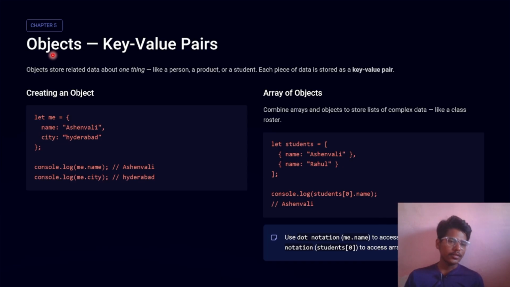Objects, chapter 5. Objects are key value pairs. An object stores the related data about one thing. Let's understand one thing: what are objects? We store the related information like that. Let's take an example of a book.